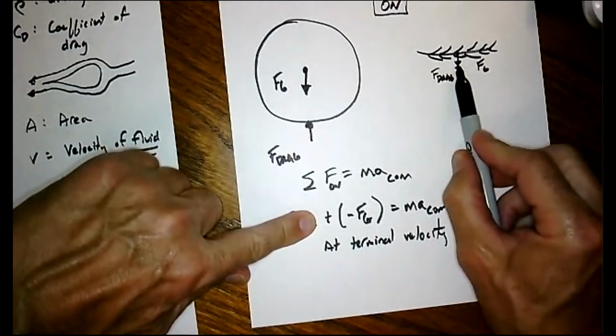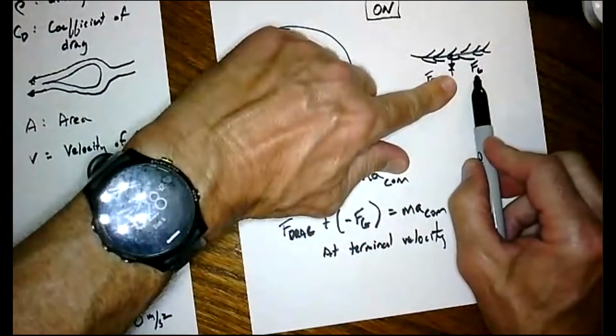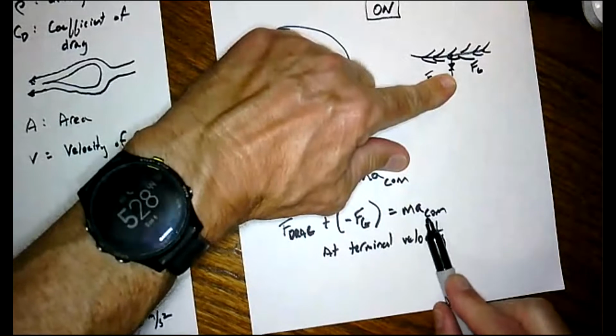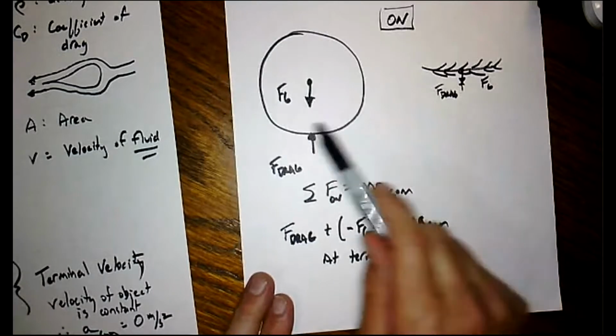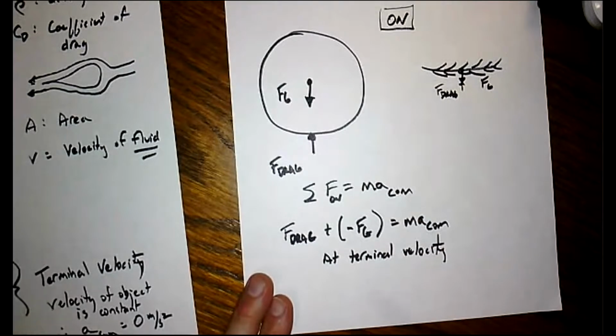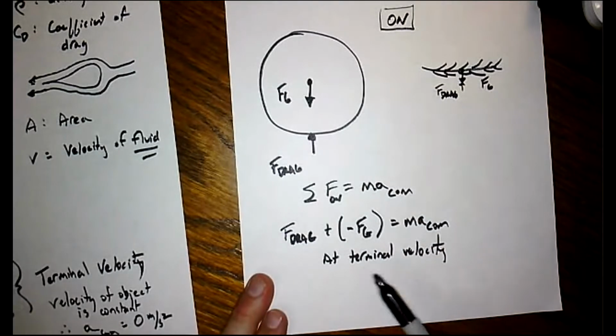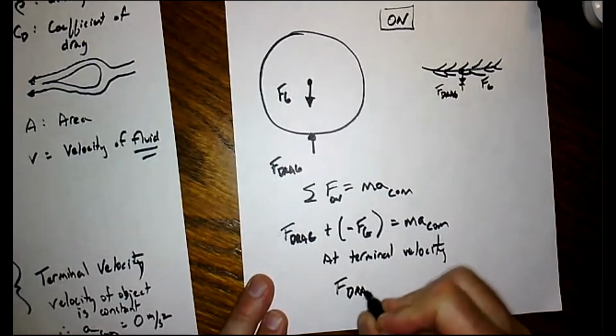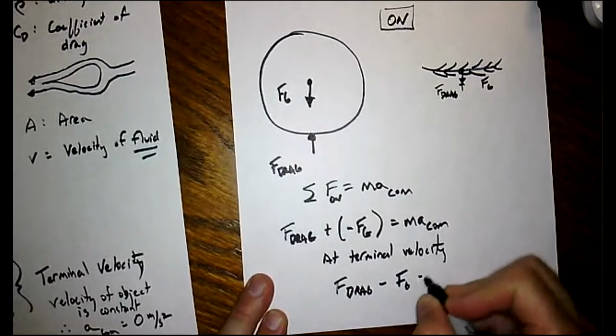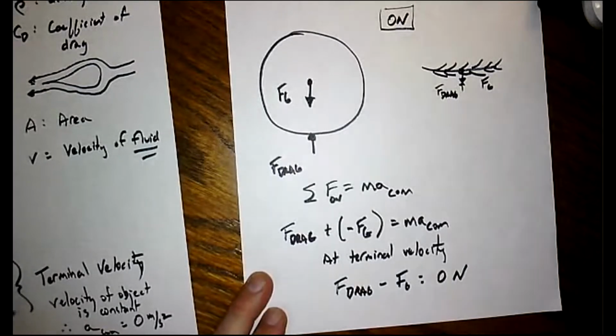And this object, when there is no drag and gravity is the only force acting on the object, will also accelerate at negative 9.8 meters per second squared. They'll actually travel at the same rate. Their velocity will increase at the same rate. They'll hit the ground at the same time. But let's look at the situation where we do have drag and why they're not hitting the ground at the same time. So at terminal velocity, F drag minus Fg equals 0 newtons.